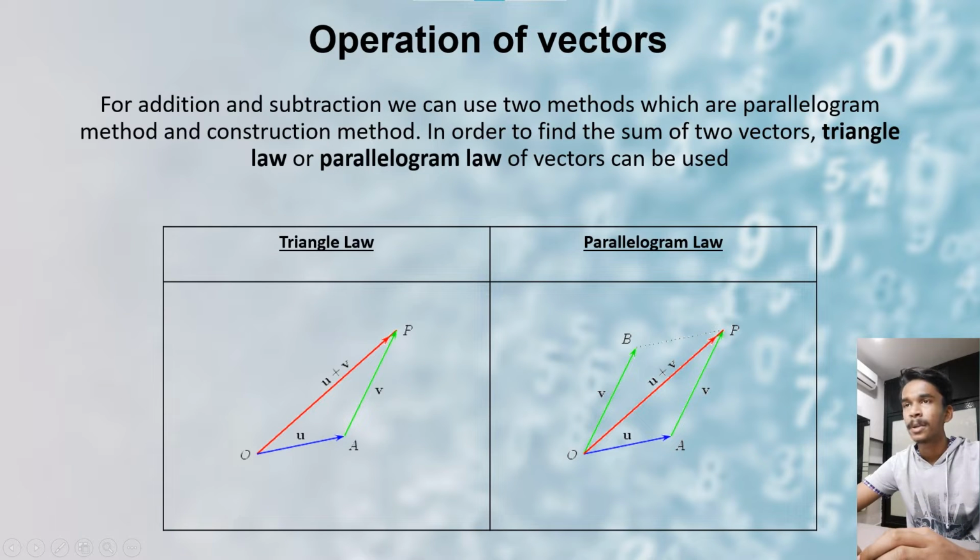Now let's look at the operation of vectors. For addition and subtraction, we can use two methods, which are parallelogram method and construction method. In order to find the sum of two vectors, we can use triangle law or parallelogram law of vectors. As you can see, the picture in the first column represents triangle law, and this is how triangle law works. The second picture in the second column represents parallelogram law.